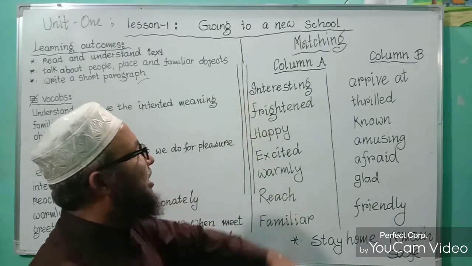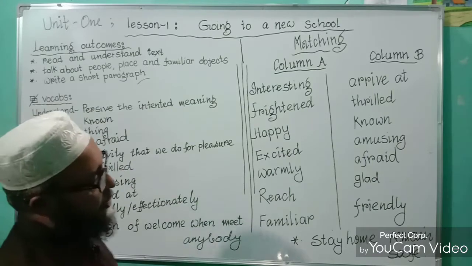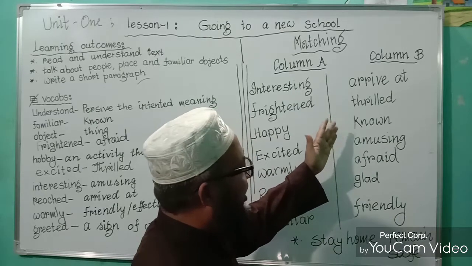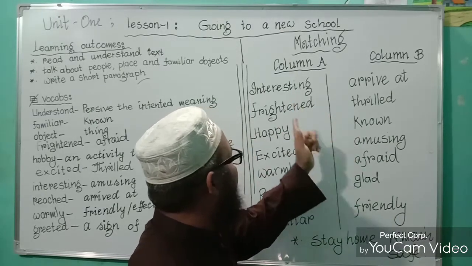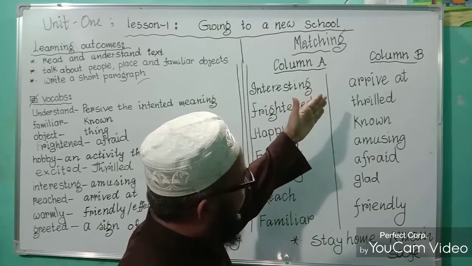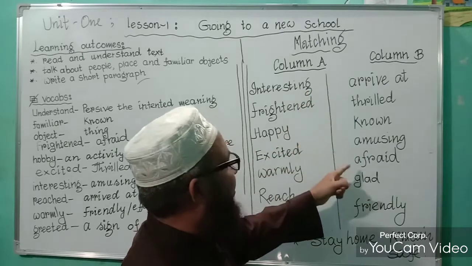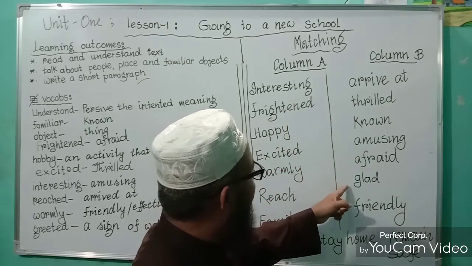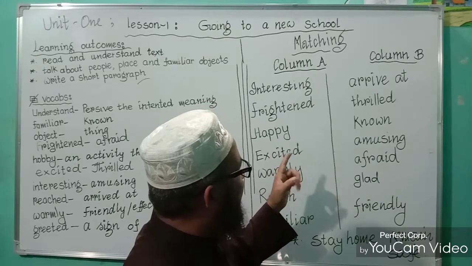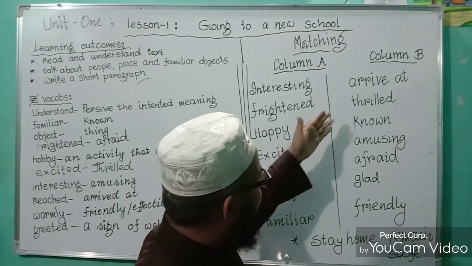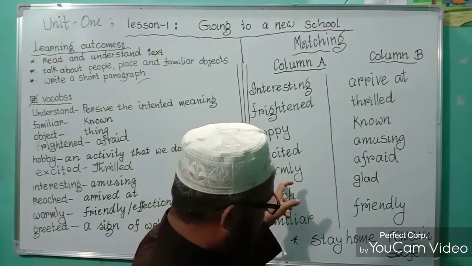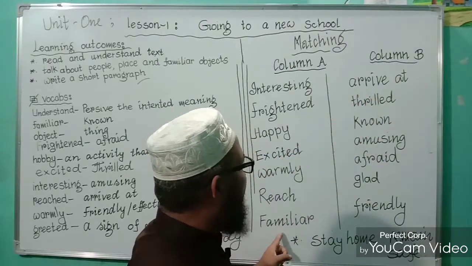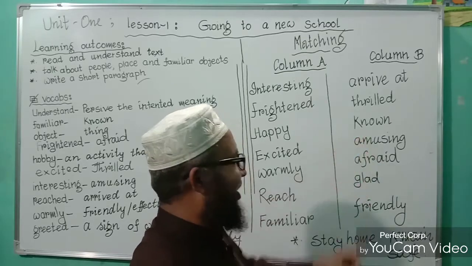Okay, dear. Now the first one is interesting. Interesting. Just think about the reason. Arrive, no; thrilled, no; amusing, oh yes, amusing. Interesting, amusing. Fine. Frightened. You see again, which one has a similar meaning? Yes, afraid. Happy, yes, glad. Excited. Which one has the same meaning as excited? Yes, thrilled. Warmly. Which one may be for it? Friendly. Reached. Here is reached. Oh yes, arrived. Now familiar. Familiar means known. Yes, you have done well.